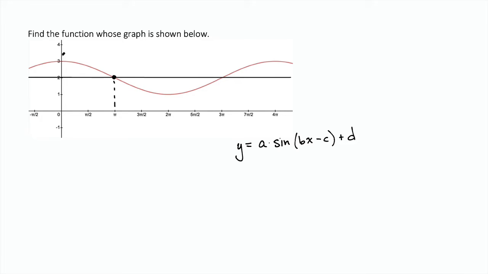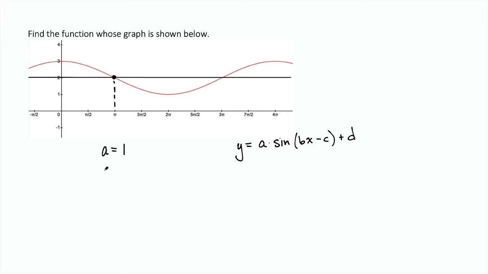Now again, I could have used the starting point up here at the maximum, in which case I would have written a cosine function. But just for the sake of seeing something that is not at 0, but has a phase shift, I'm going to do the sine on this one. The amplitude is our distance from the midline to a maximum or minimum, and we see that that is 1. So I'm going to write out a equals 1. I'm going to talk about positives and negatives here in a minute.